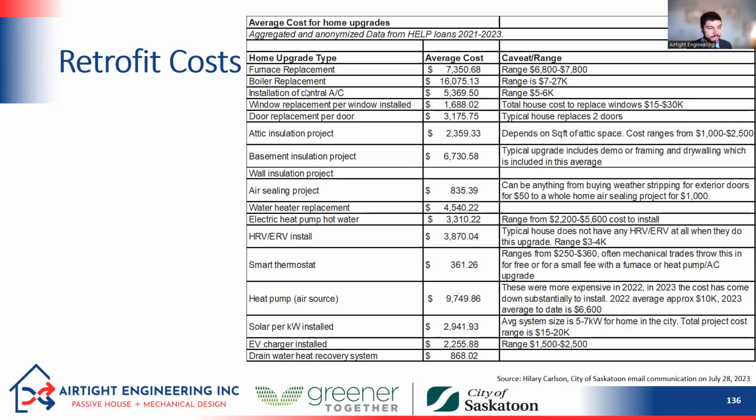I also want to highlight installation of central AC coming in at just over $5,000 versus, let's look at a heat pump. Because remember, heat pump is just an air conditioner that can run both directions. So heat pump air source is coming in at $9,000, close to $10,000. So that's substantially more. But in the notes here, we see these were more expensive in 2022. In 2023, the cost has come down substantially. So far to date in 2023, when this table was made, the average was $6,600. So that's starting to look a lot more reasonable, right?